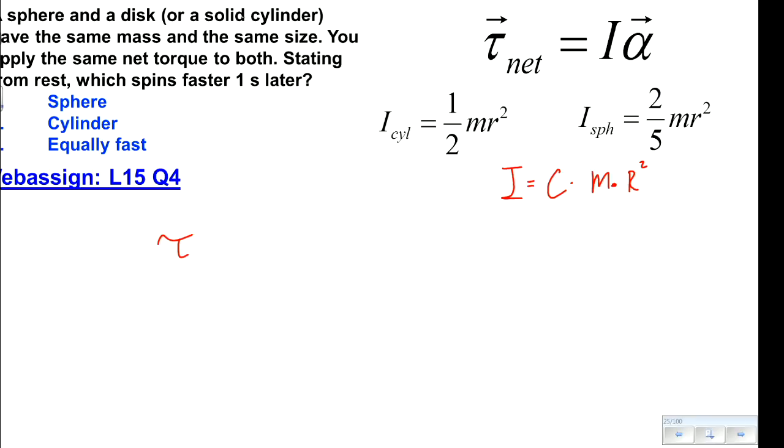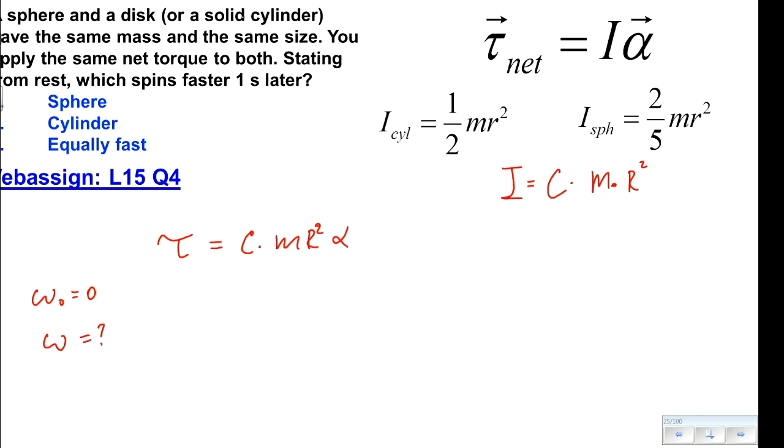Net torque should be equal to moment of inertia times angular acceleration. And we need to figure out which is going to spin faster in a second or in a minute. So they start from rest. Angular velocity is 0. And technically what we're looking for is the angular velocity later.